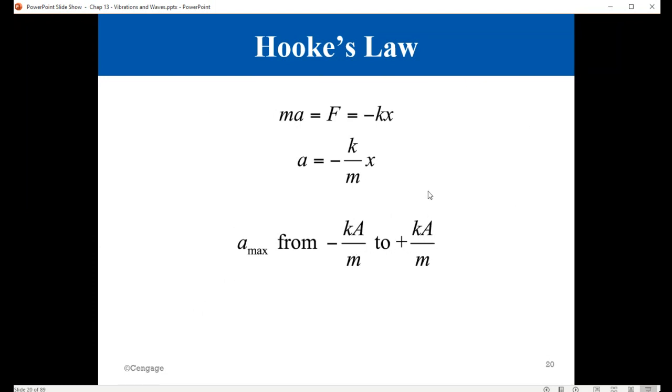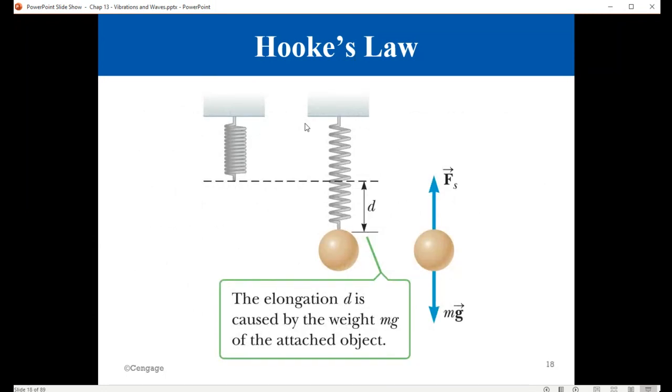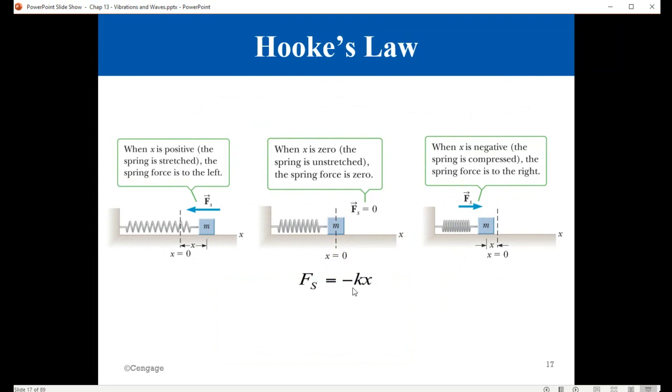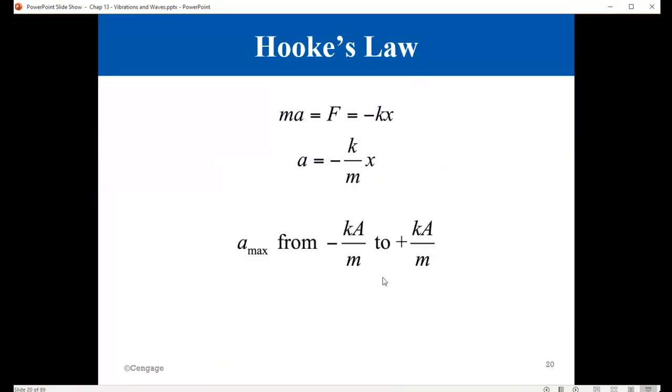Now, for the acceleration, as we learned in mechanics in Physics 1, from Newton's second law, the net force is equal to mass times acceleration. And in this case, the net force is the restoring force, which is from Hooke's law, minus kx. So now we can calculate the acceleration for this motion easily. ma equals minus kx, therefore a, the acceleration, is minus k over m times x.